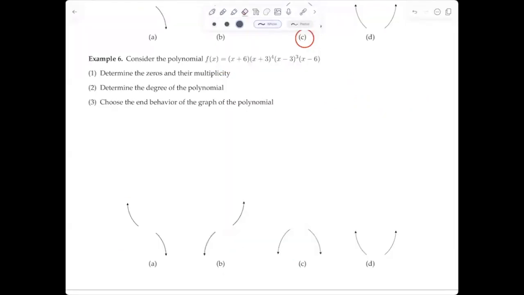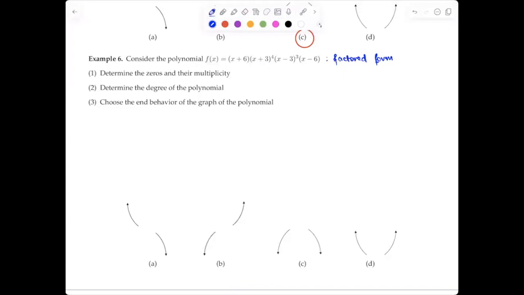So for example 6, let's consider the following polynomial function. The function is of the form x plus 6 times x plus 3 to the 4th power times x minus 3 to the 3rd power times x minus 6. Again, this is in fact a form of the polynomial function. The function is written in this way so that it's easier for us to identify the number of factors that we have. Therefore, you can solve for the solutions or the zeros of the function.